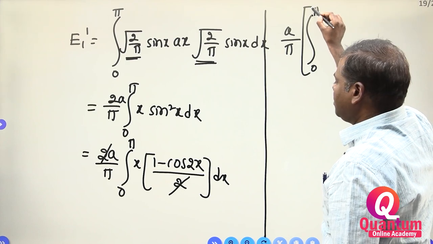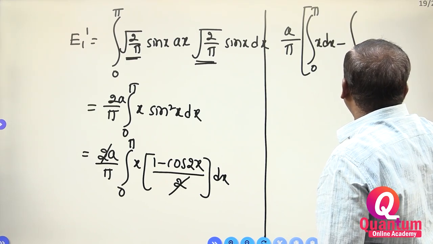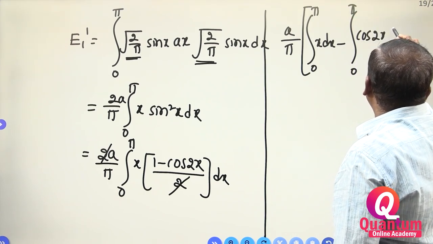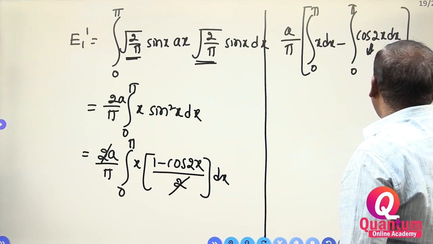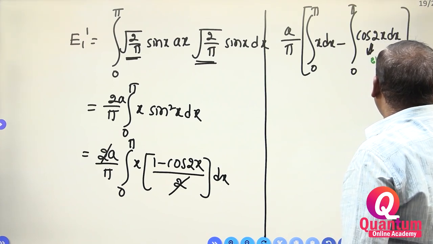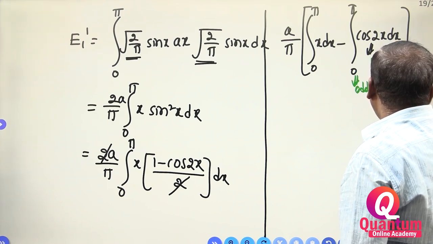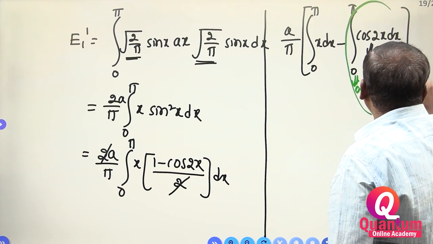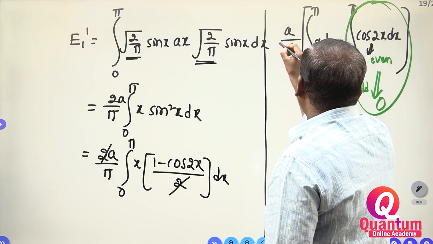0 to 5, x dx minus integral 0 to 5 cos 2x dx, right? cos 2x is an even function. This function is an even function. These limits are odd limits. If it is an even function with odd limits, and you substitute these limits, you will get 0. Now, this one you have to solve.